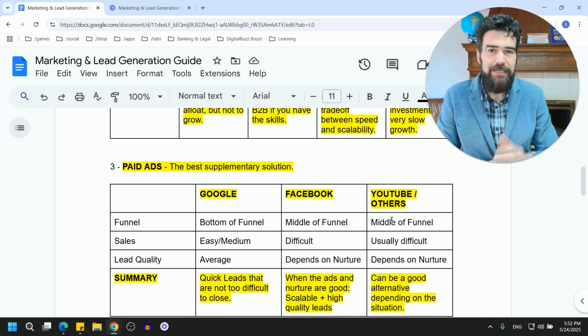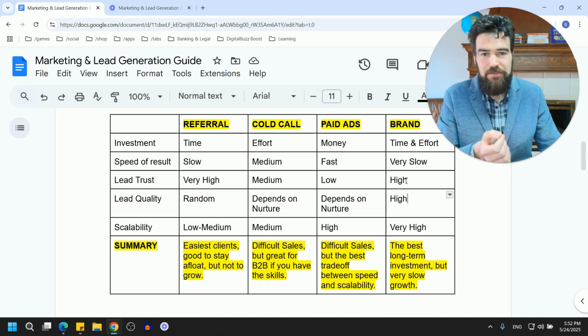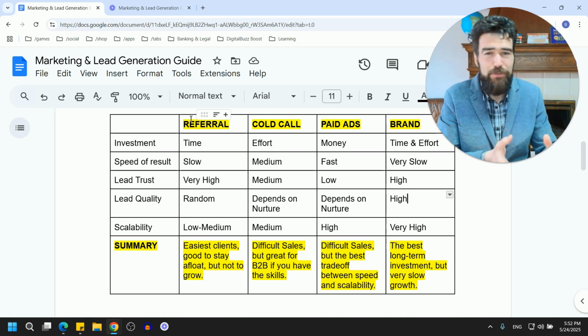Now, let's take a look at paid ads, because paid ads is really the best supplementary solution for you to grow your business. You should really do two things. You should have a strategy for getting clients organically. And this usually means investing into several things, like invest into your brand for sure, but don't rely on this. And the same thing with referrals. Invest into referrals for sure, but don't rely on it. The same thing with a website. It's somewhere in between referrals and brand. It's a good thing to have, but don't really rely on it.